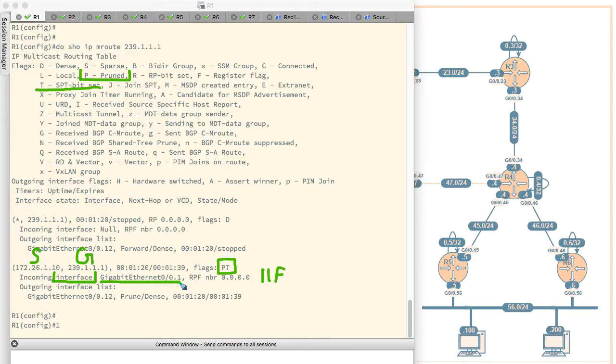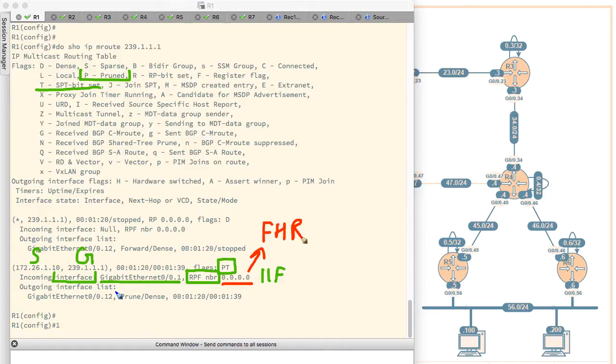So G0/0.1, that becomes my interface. Now the RPF neighbor is going to be very important. So RPF neighbor is the next field here. An RPF neighbor usually identifies the upstream neighbor. Well, in this case, the source is directly connected to me, right? So the RPF neighbor is just me. I'm originating that source. So 0.0.0.0 usually would identify either a problem or that the router is an FHR. So that is what that RPF neighbor there is identifying.